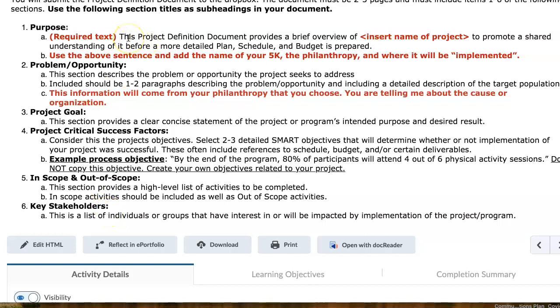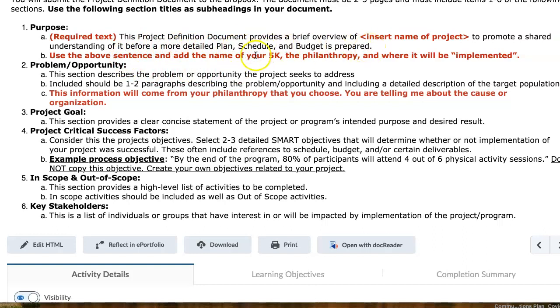So, like I said, it is the cornerstone, the foundation, right? It is setting the stage for the project. It is saying what the project is trying to accomplish, what it is trying to address. This project definition document provides an overview of something Memphis 5K to promote a shared understanding of it before a more detailed plan, schedule, and budget is prepared.